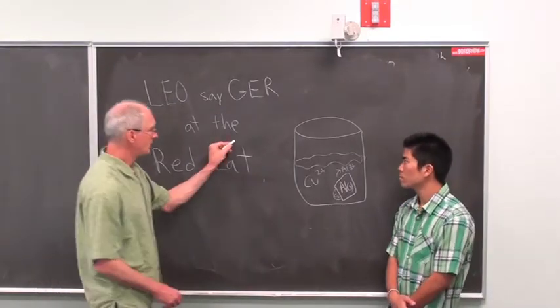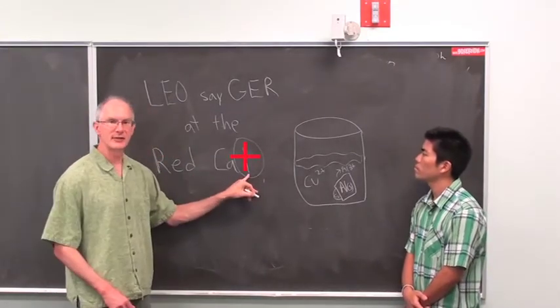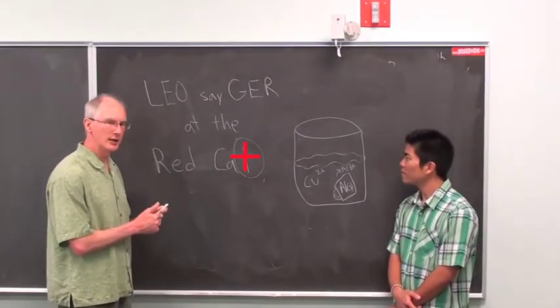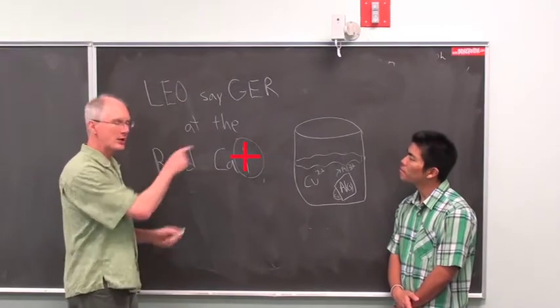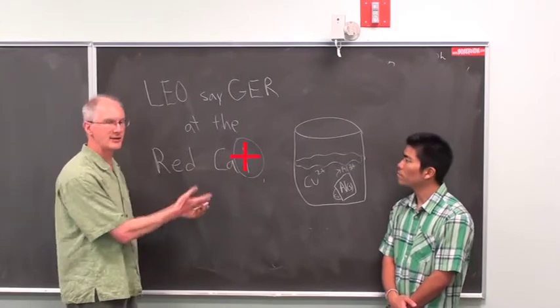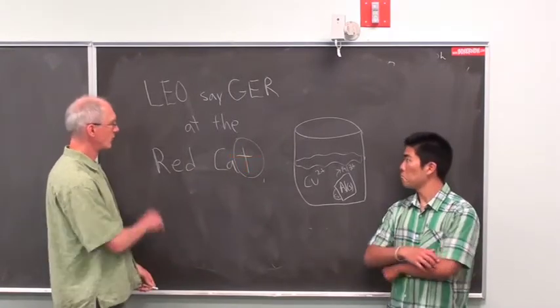The cathode is the positively charged electrode, so electrons in the circuit are attracted to the cathode, and that's why reduction happens there, because it has excess electrons. So, red cat.